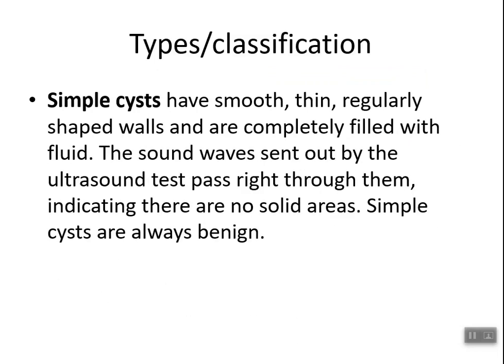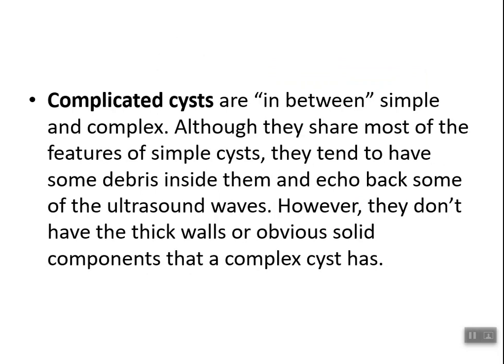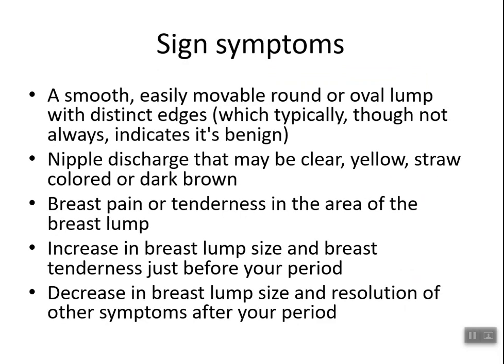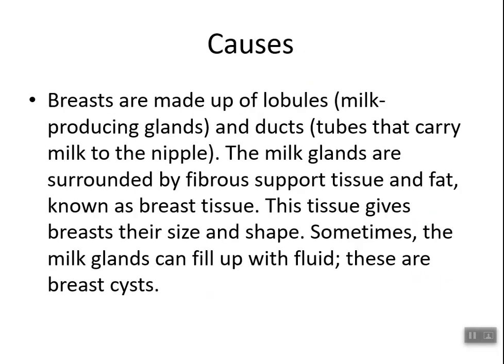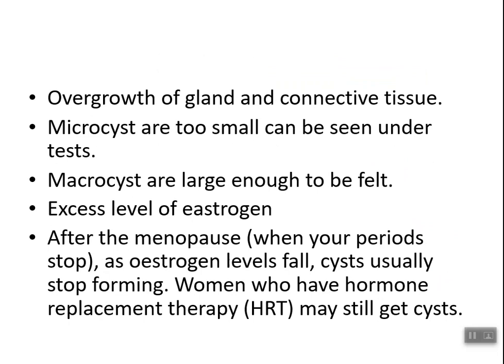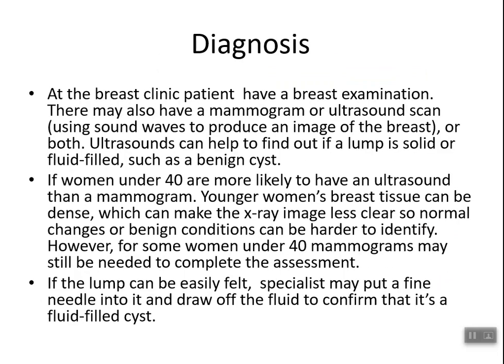Types: simple, complex, and complicated. Signs and symptoms: feeling of a lump, nipple discharge of variable color, pain or tenderness in the breast, and lump size increasing before menstruation and decreasing after menstruation. Causes: the lobules and ducts, overgrowth of the glands and connective tissues, microcysts that are too small and macrocysts large enough to be felt, excess level of estrogen, and women who are taking hormone replacement therapy.